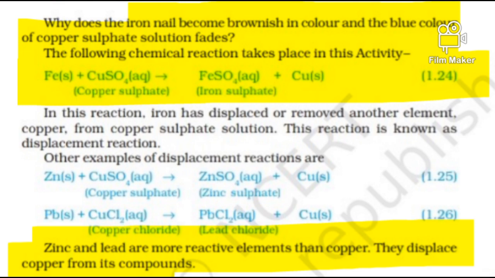Two more examples of displacement reactions are given to you. Please go through all the reactions given in your text and all the color changes or the observations that have been given to you.